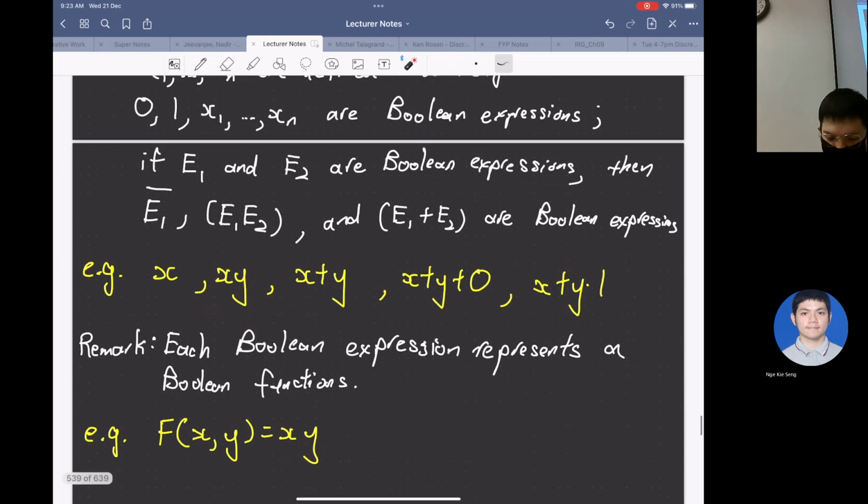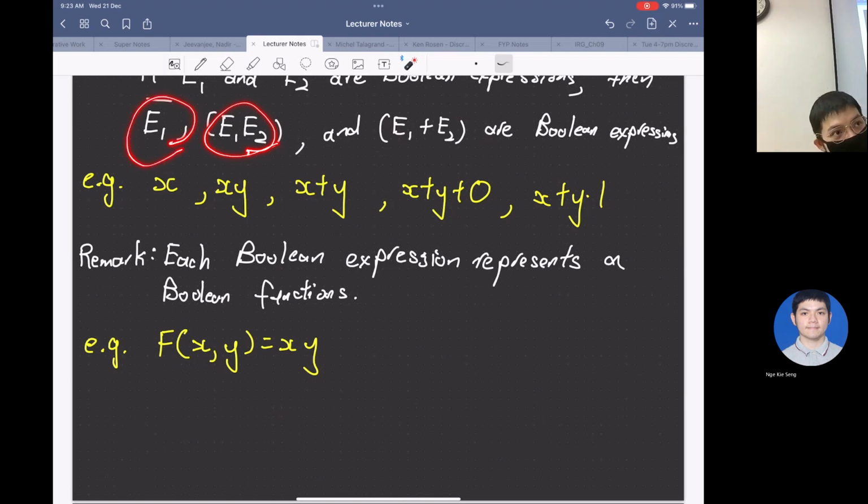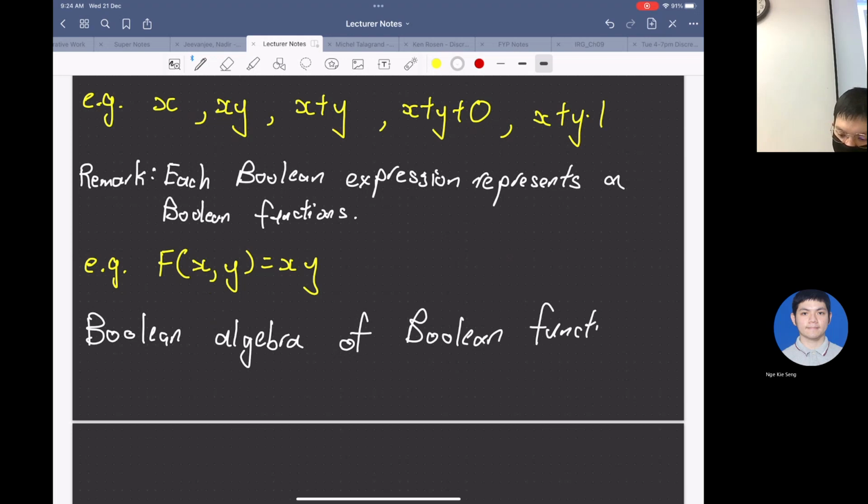Okay. So you can see that we can take the sum of expressions, the product of expressions, and the complement of expressions. So are we getting a Boolean algebra again? Yeah, you can ask this question. We actually are getting a Boolean algebra. The Boolean functions will form a Boolean algebra again.